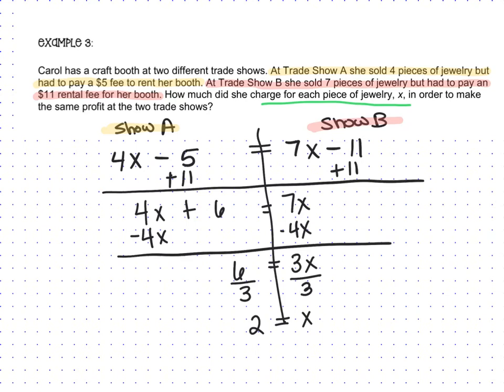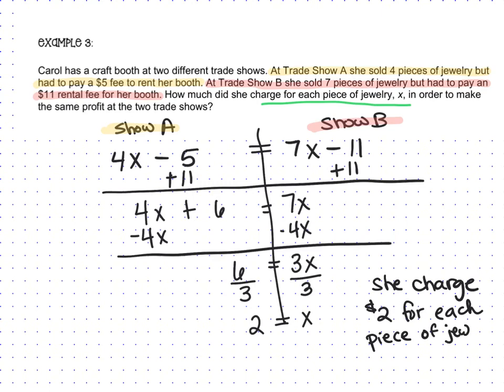All right, so remember, we're not done yet. I need to remember that in my problem, x is how much she charged for each piece of jewelry. So make sure that you're making that connection from the answer that you're getting for x to what's actually happening in the problem. So she charged $2 for each piece of jewelry. I spelled jewelry wrong. Oops.